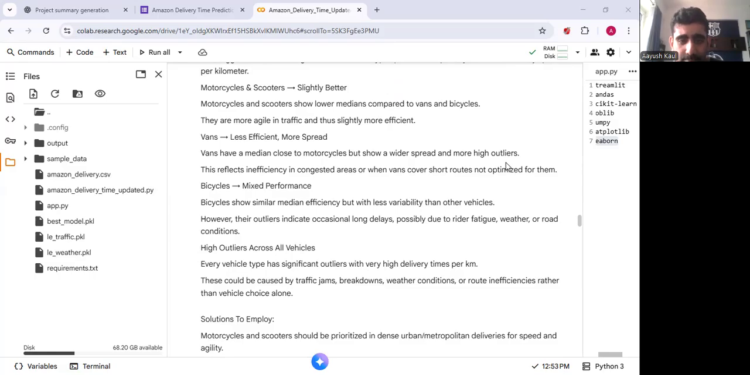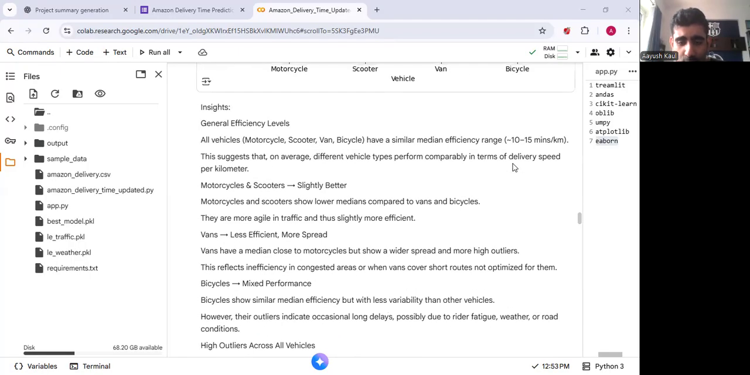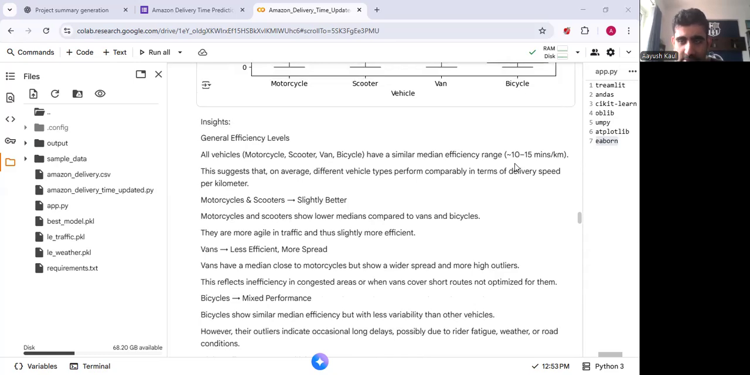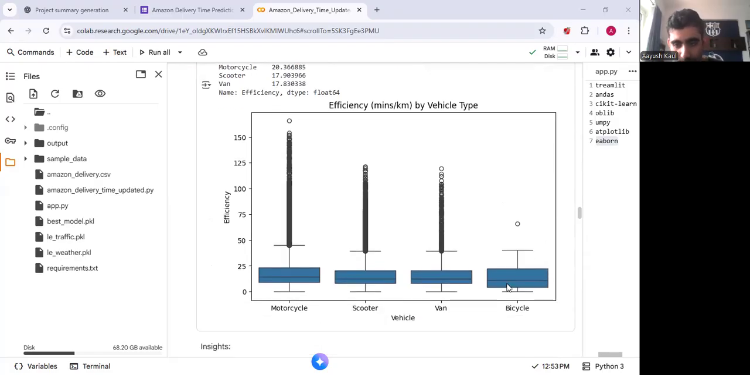But bicycles give mixed performance. Bicycles show similar median efficiency, but with less variability than other vehicles. However, their outliers indicate occasional long delays, possibly due to rider fatigue, weather, or road conditions, which is shown here.